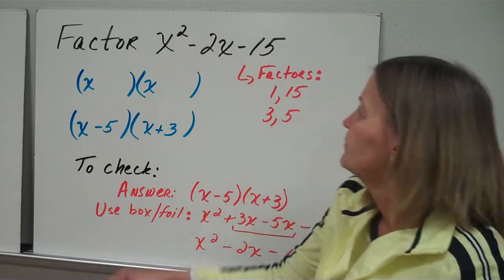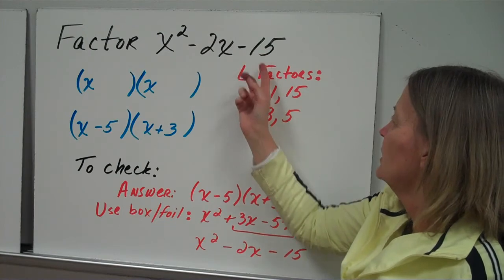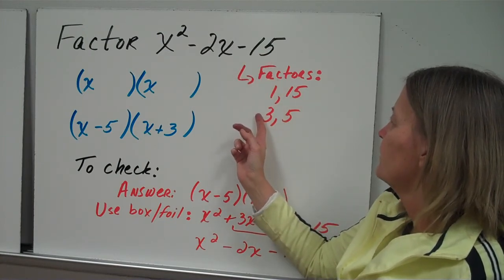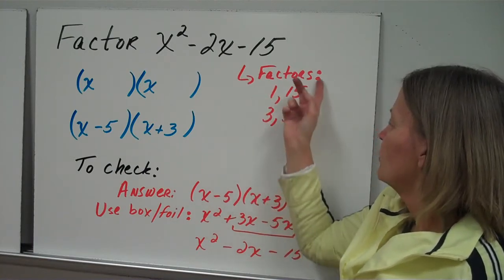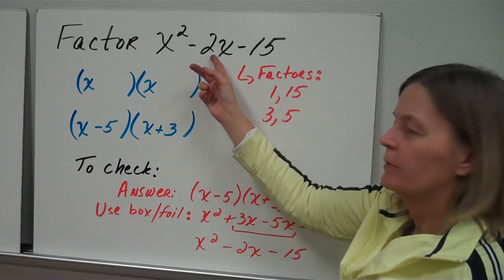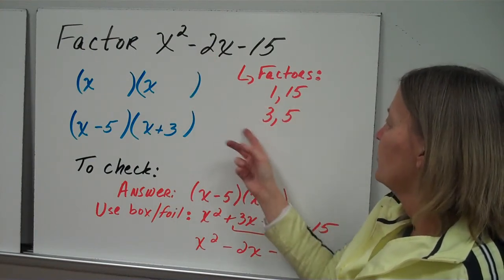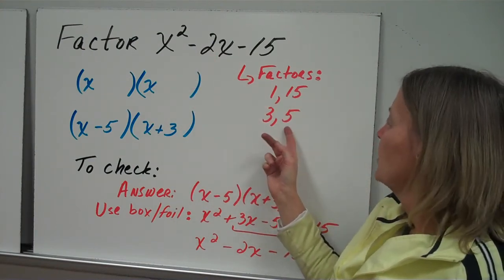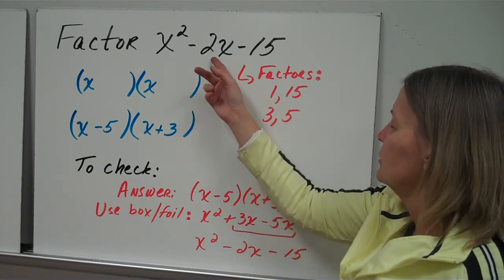Let's try another one. Here's our trinomial to factor. Factors of 15: 1 and 15. Now again, we're looking for what I call a relationship. Does 1 and 15 have a relationship, meaning can they be added or subtracted to make a 2, or 3 and 5? Well, 3 and 5 would be your choice, because 5 minus 3 is 2.